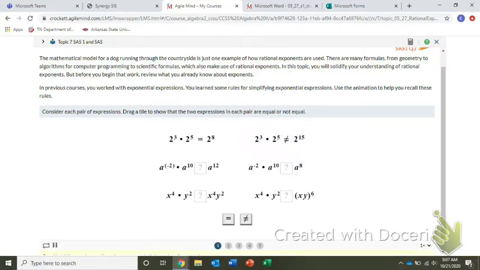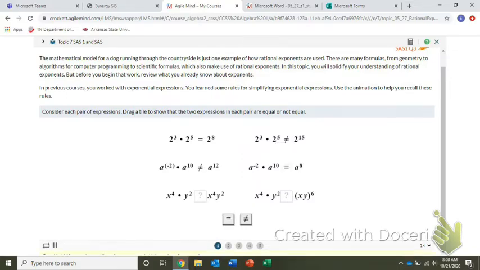All right. On the third one, a to the negative 2 power times a to the 10 power equals a to the 12. So our bases are the same, a and a, negative 2 plus 10. Is negative 2 plus 10 12? Nope, it's 8. So this is not equal. Now, what about the one to the right of it? A to the negative 2 times a to the 10th. That one would be correct because negative 2 plus 10 is 8.